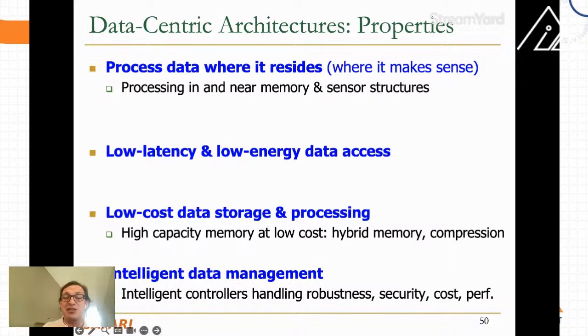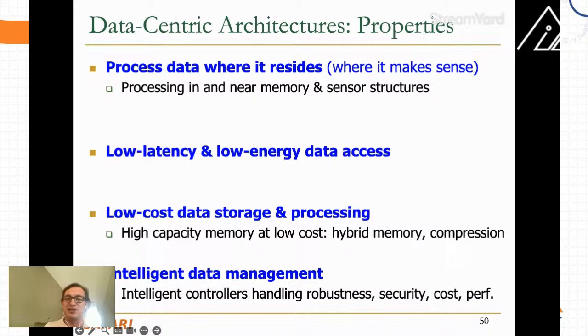So we need to make it much lower latency and lower energy. I think this requires us to investigate a lot more into the devices and how we actually organize memory, etc. We need to be much lower cost in terms of data storage and processing. I think there's a lot of interesting things that could be looked at over here, like compression and fundamentally better algorithms that can operate on compressed data, for example. And also, I think we need intelligent data management. We need intelligent controls handling many different types of things like robustness, security, cost, and performance.